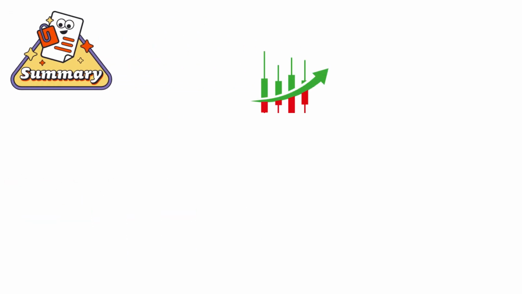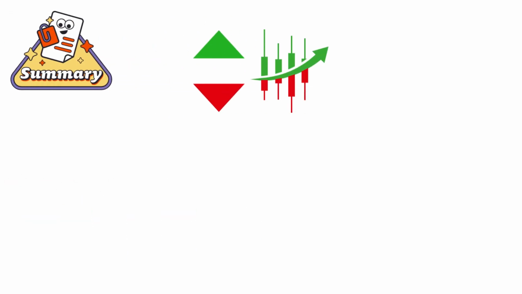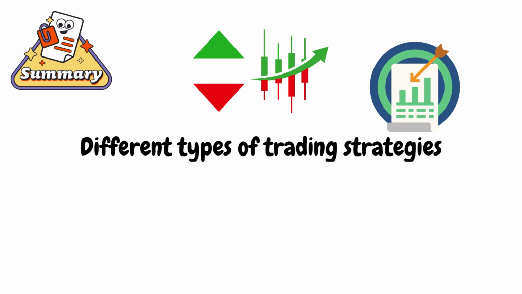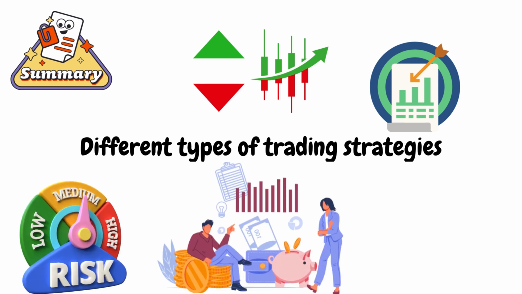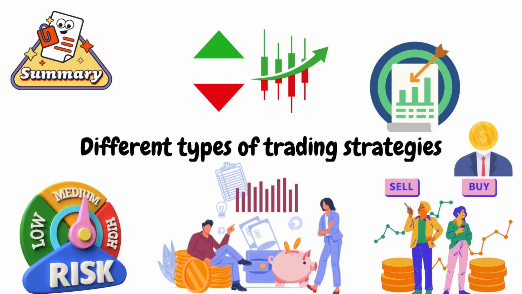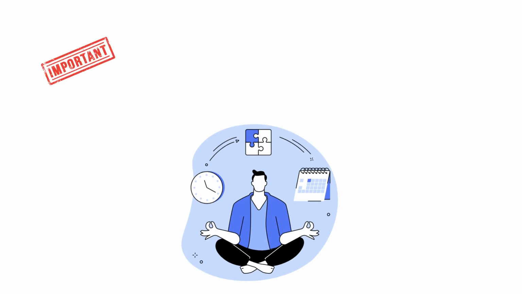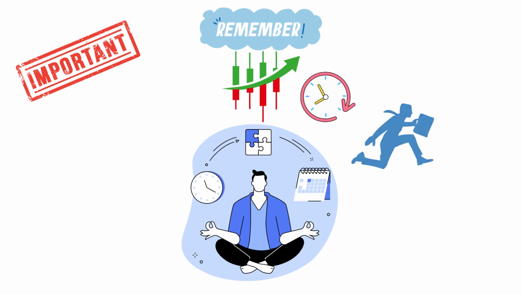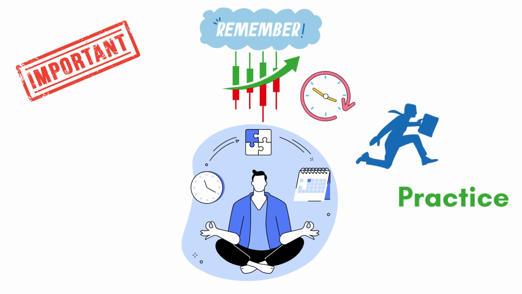In summary, trading involves buying and selling financial assets with the aim of profiting from price movements. It requires understanding different types of trading strategies, managing risks, analyzing markets, and using trading platforms and brokers. Emotions and discipline are also important aspects to consider. Remember, trading takes time, effort, and practice, so be patient and keep learning.